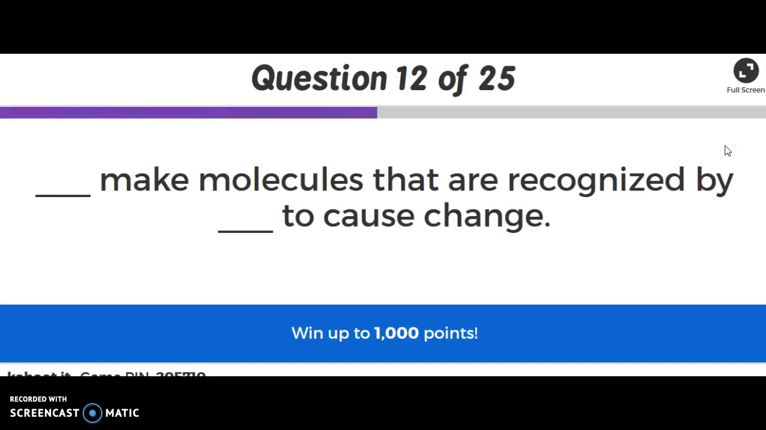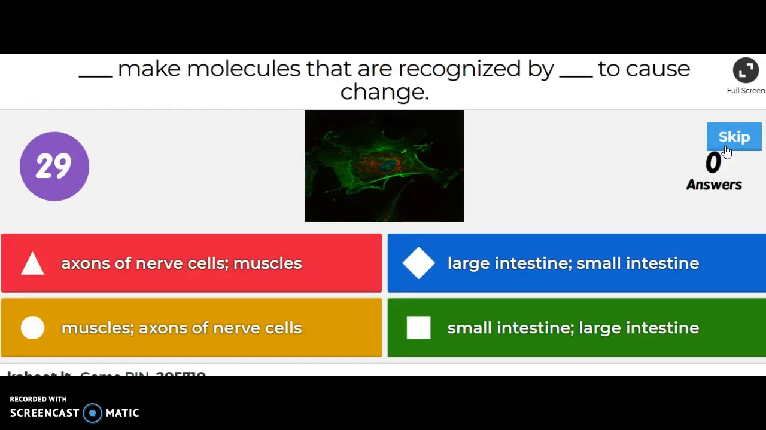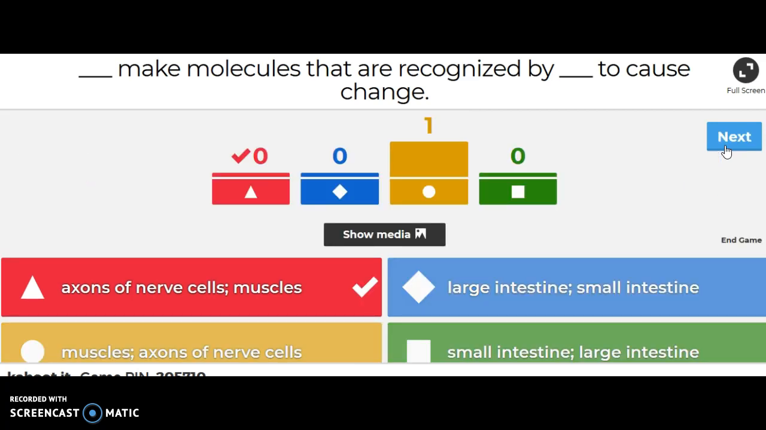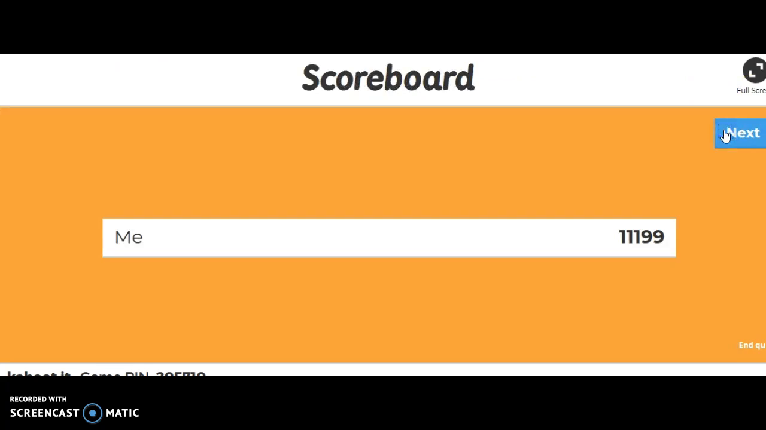Blank make molecules that are recognized by blank to cause change. And the axons of nerve cells make molecules that can be recognized by muscles to cause movement or change.